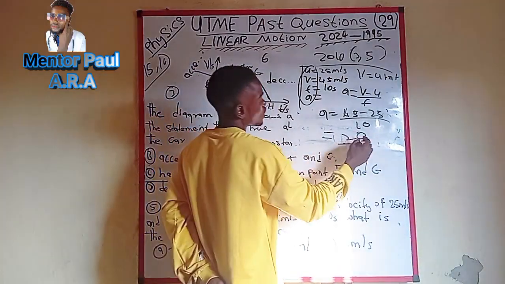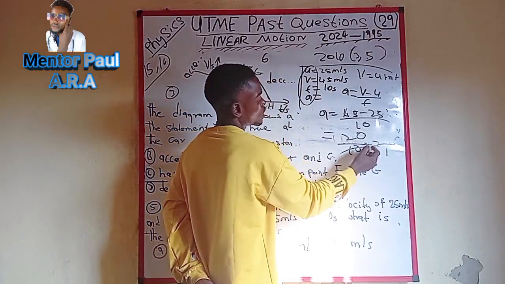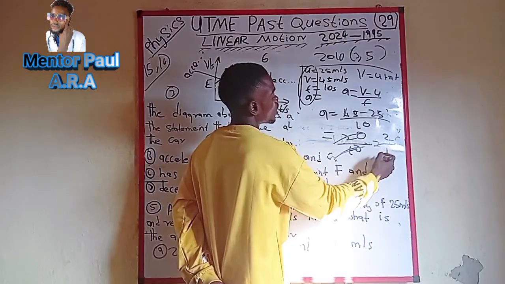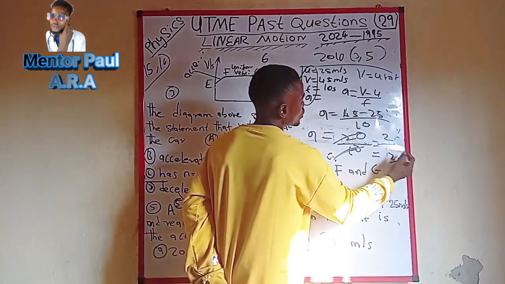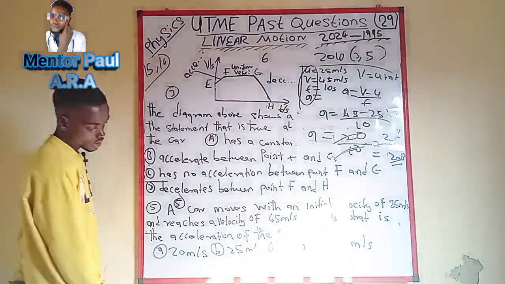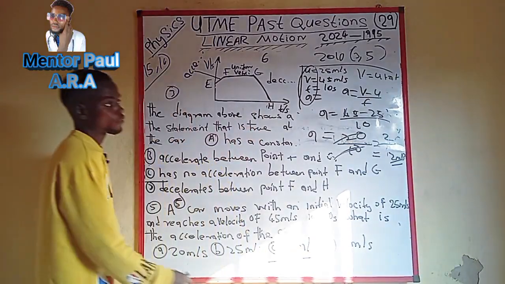Now, what could divide this? 10 divided gives us 1, 10 divided there will give us 2. 2 over 1 equals 2. So the acceleration is equal to 2 meters per second squared. And that is the option given in option C.